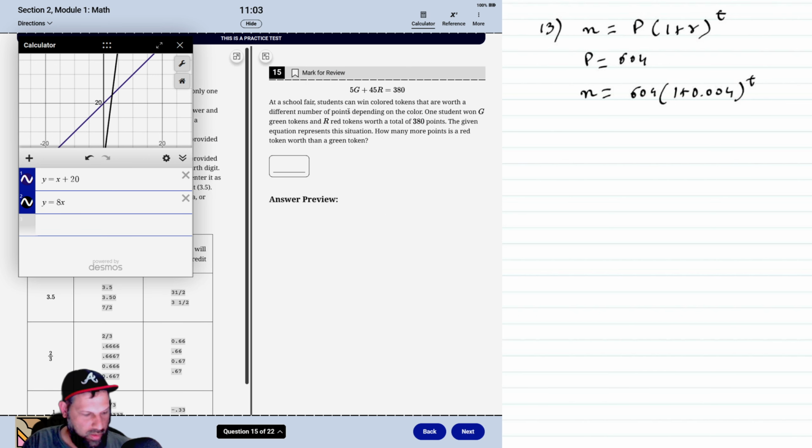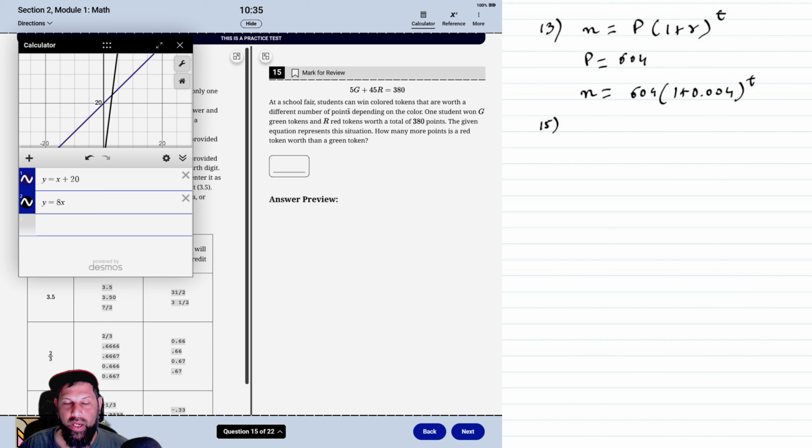We have the next problem. The equation that's given to us is 5g plus 45r equals 380, where r is the number of red tokens and g is the number of green tokens. And the given equation represents this situation. How many more points is a red token worth than a green token?